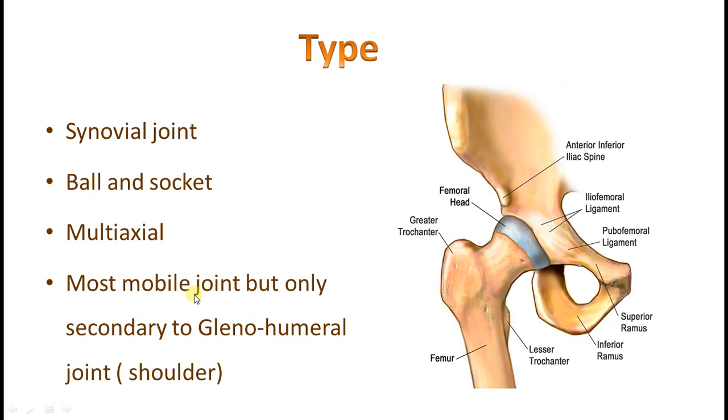There is a great degree of mobility: at the shoulder joint you can achieve even up to 360 degrees of mobility, but here that is not possible. But anyway, it is very much a mobile joint which has a very great range of movements.